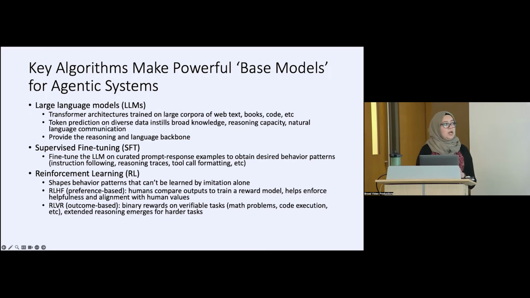The second can also be reinforcement learning with verifiable rewards. This is where a binary reward is given on tasks that are easily verifiable. It can help enforce behavior that more likely will lead to a correct answer, such as, for example, extended reasoning for harder tasks. And in this reinforcement learning step, a KL penalty can be used in order to make sure the policy does not drift too far from what was learned during the supervised fine-tuning step.